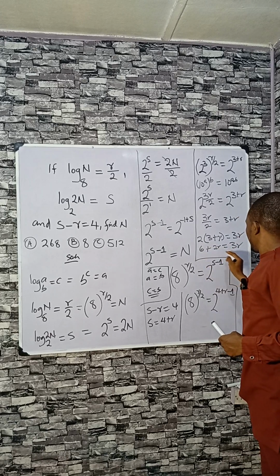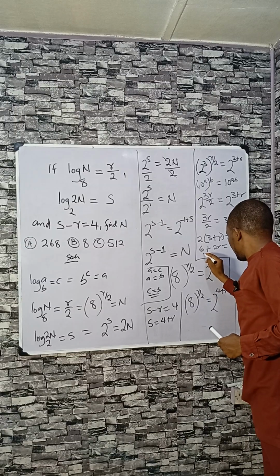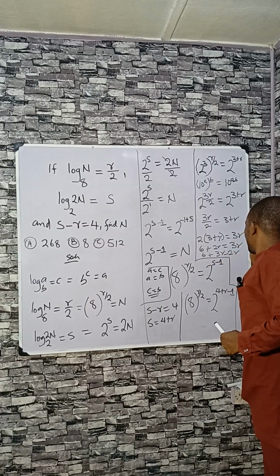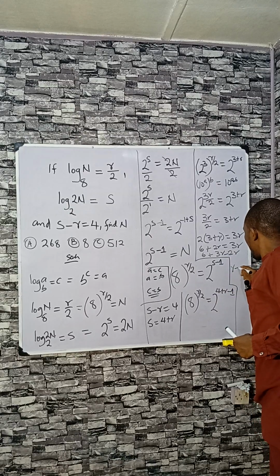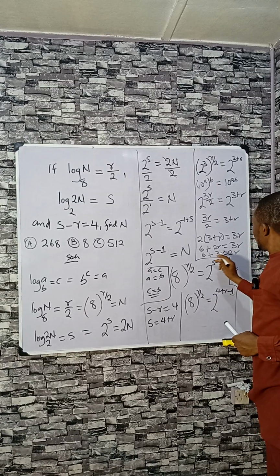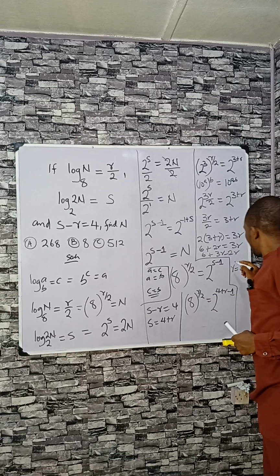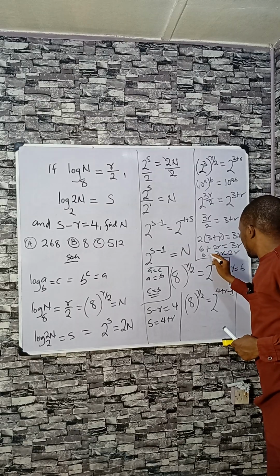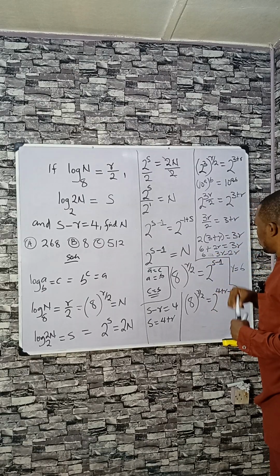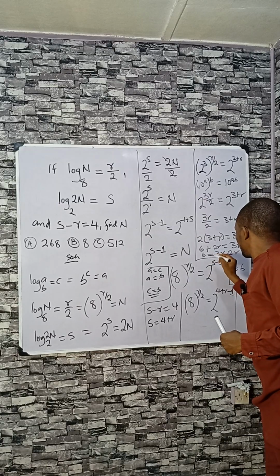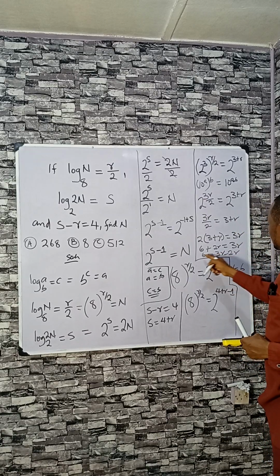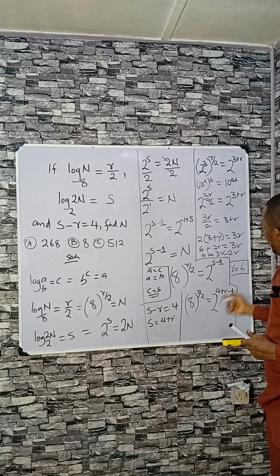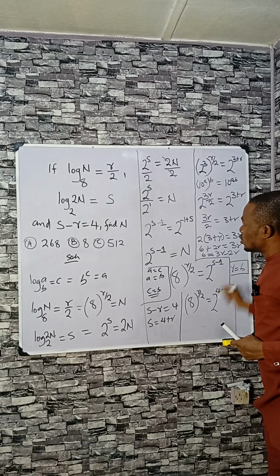R here, 6 plus 2r equals 3r. 3r minus 2r is r. That means from here r equals what? Equals 6, because 3r minus 2r equals r. So 6 equals r, and r equals 6. That means our r equals 6.